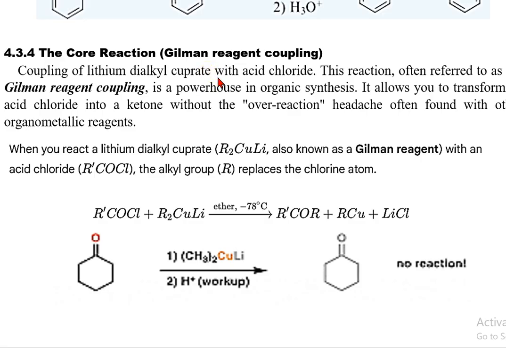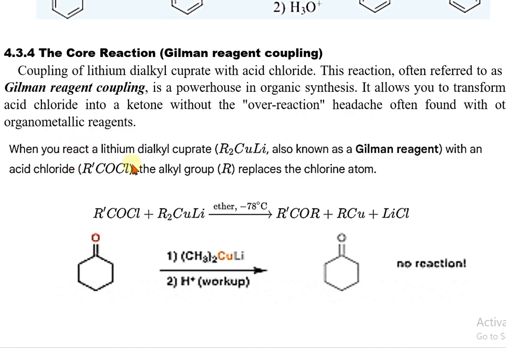This reaction, often referred to as the Gilman reagent coupling, is a powerhouse in organic synthesis. It allows us to transform an acid chloride into a ketone. We convert the acid chloride to the ketone without overreaction of the ketone. Often this is found with other organometallic reagents, I mean here like a Grignard reagent.